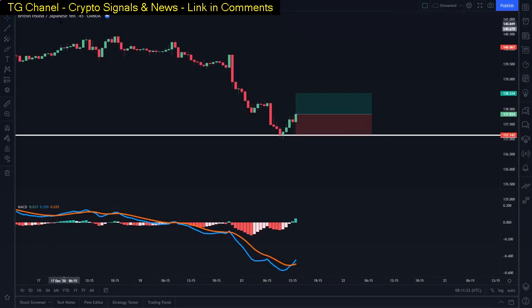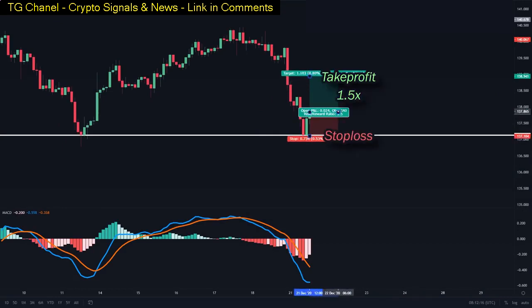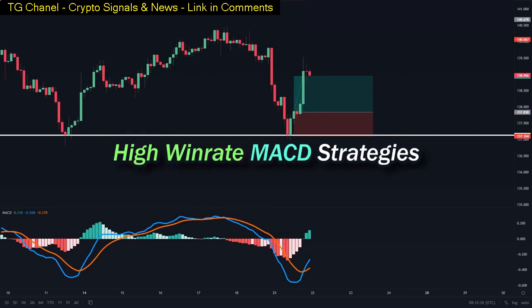Now, let's go back to the 2-hour time frame and apply our exit strategy. So for our stop loss, you can place it at the key level and set your profit target at 1.5 times your stop loss. And as you can see, this trade ended up being profitable. So, I just revealed to you high win rate MACD strategies that you can immediately use right now.